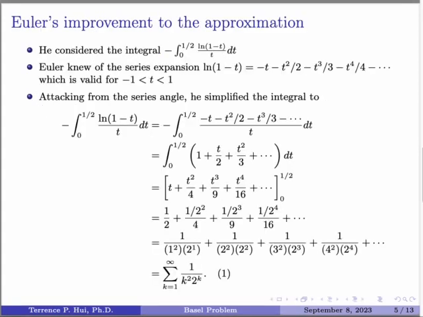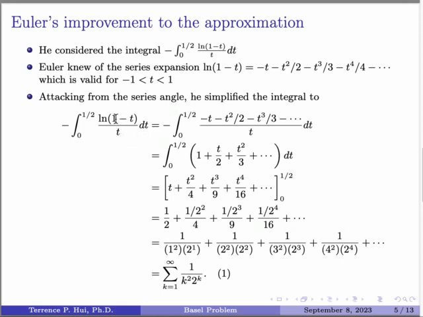So Euler did something remarkable. In 1731, he showed how to improve the approximation as follows. He considered the integral of minus log of 1 minus t, over t, integrating from 0 to 1/2. Now remember, by the time he worked on this, Euler knew the series expansion of the natural log of 1 minus t, which was minus t, minus t squared over 2, minus t cubed over 3, and so on. And this series is valid for all t greater than -1 and less than +1. So now he's trying to attack this integral from the series angle.